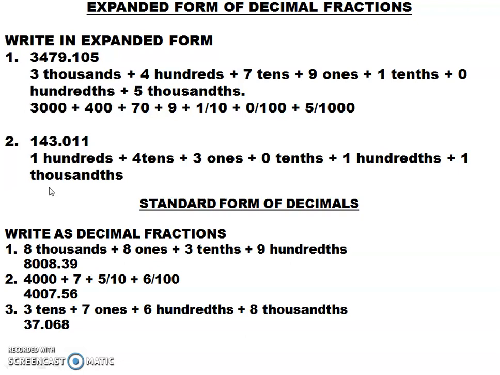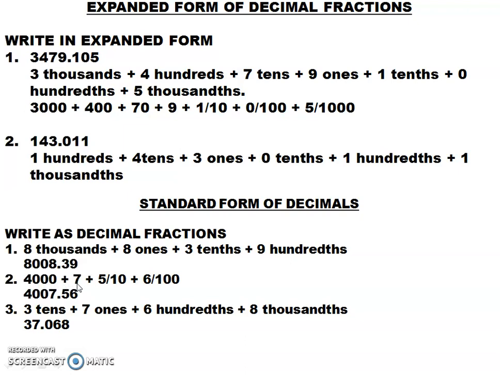Here you can see 8 thousands plus 8 ones. Here two place values are missing. Which are the place values? You cannot see hundreds and tens. So these two place values are missing. Plus 3 tenth plus 9 hundredth. So 8008.39. Okay. The next one, 4000 plus 7.